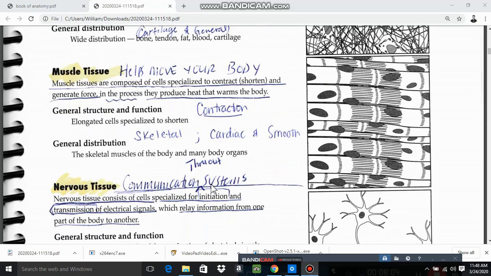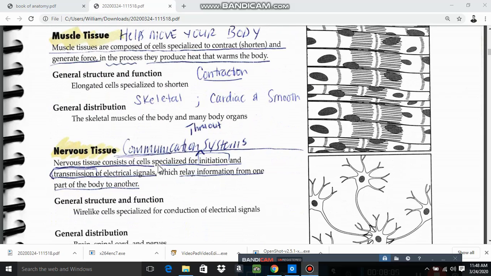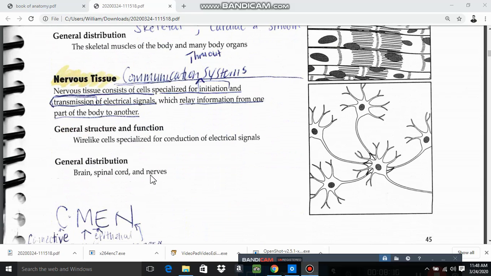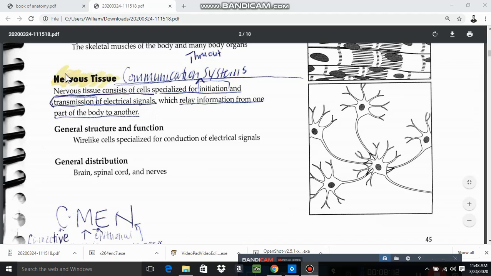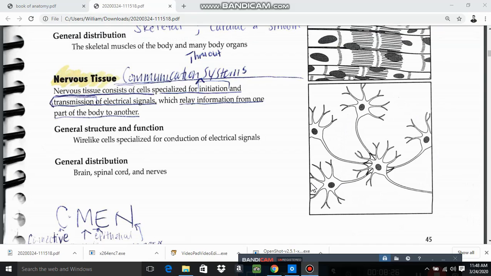So let's move on before we have to pause. Okay. Nervous tissue is the N in SEMEN. It is the communicating system throughout the body. You can kind of see here, it looks like wires. So nervous tissue consists of cells specialized for initiation and transmission of electrical signals, which relay information from one part of the body to another. Wire-like cells. General distribution: brain, spinal cord, and nerves.